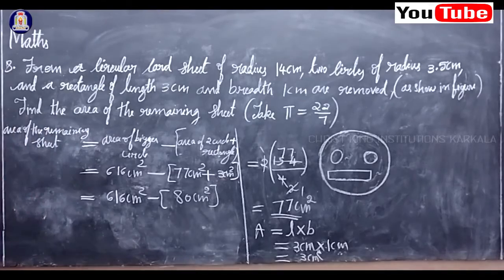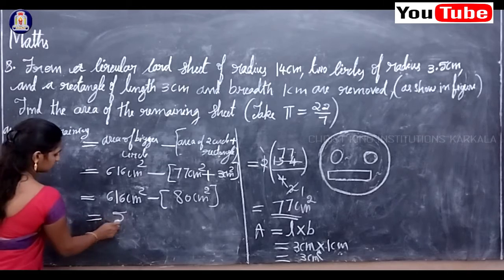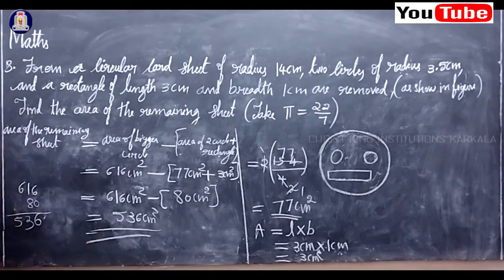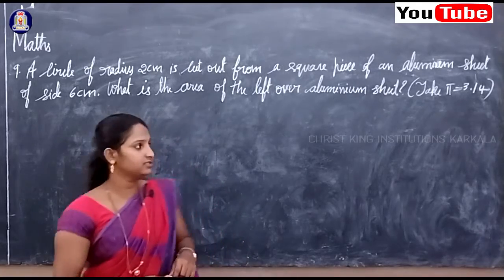So now we have to subtract 616 minus 80. We subtract: 6 minus 0 is 6. 1 minus 8 is not possible, so 11 minus 8, that is 3. Now remaining here 5. So 536 centimeters square. So this is the area of the remaining sheet. Clear? Thank you. Okay, the next question, that is the ninth one.